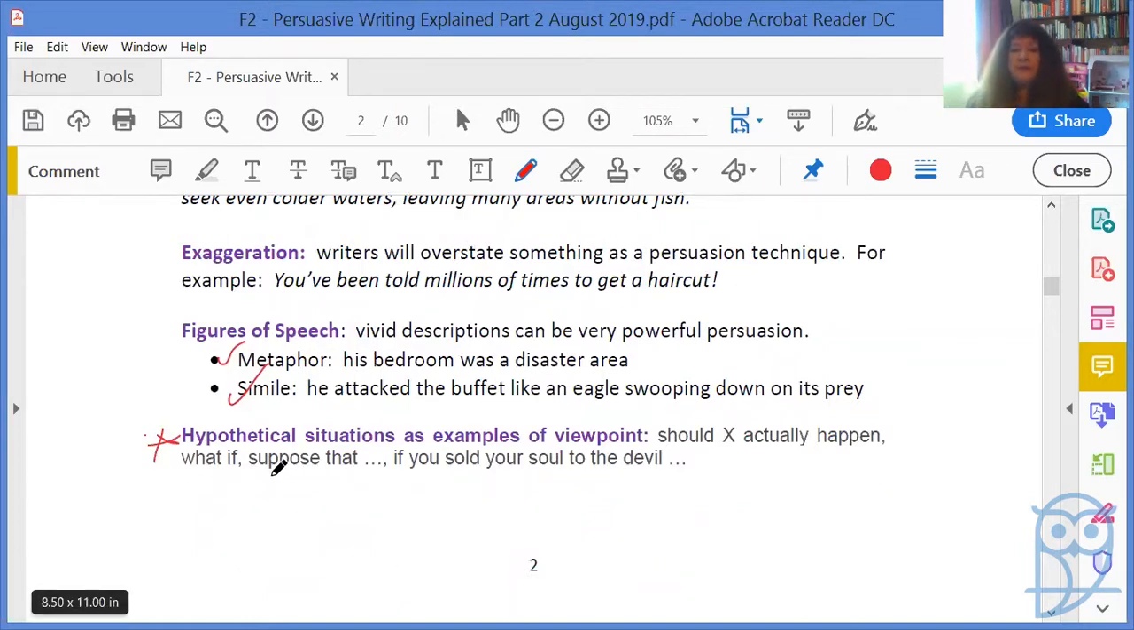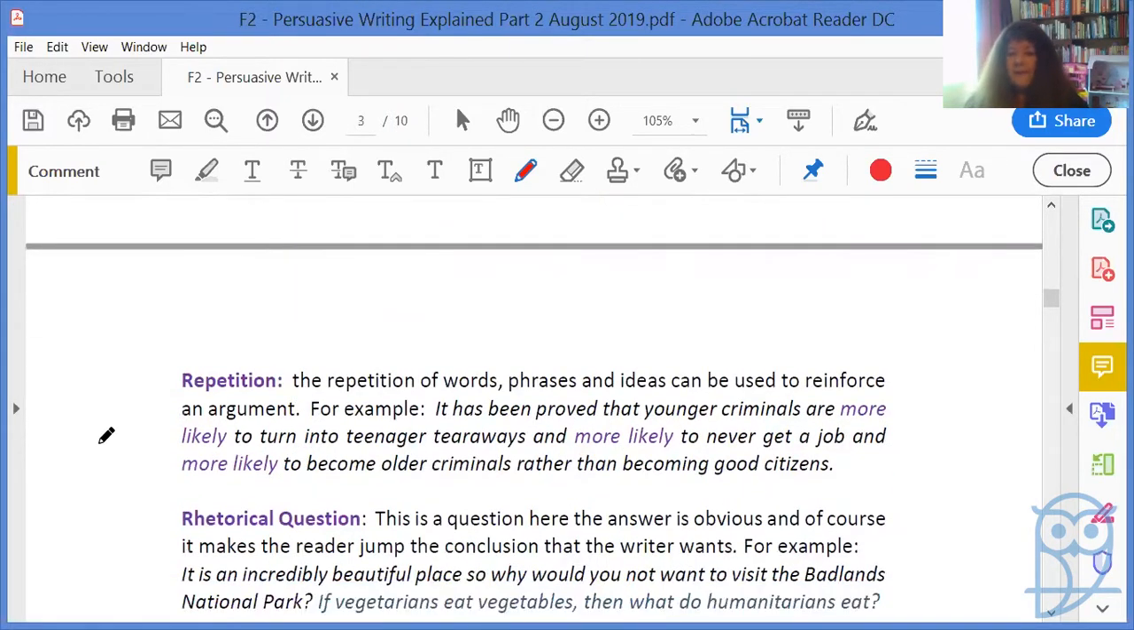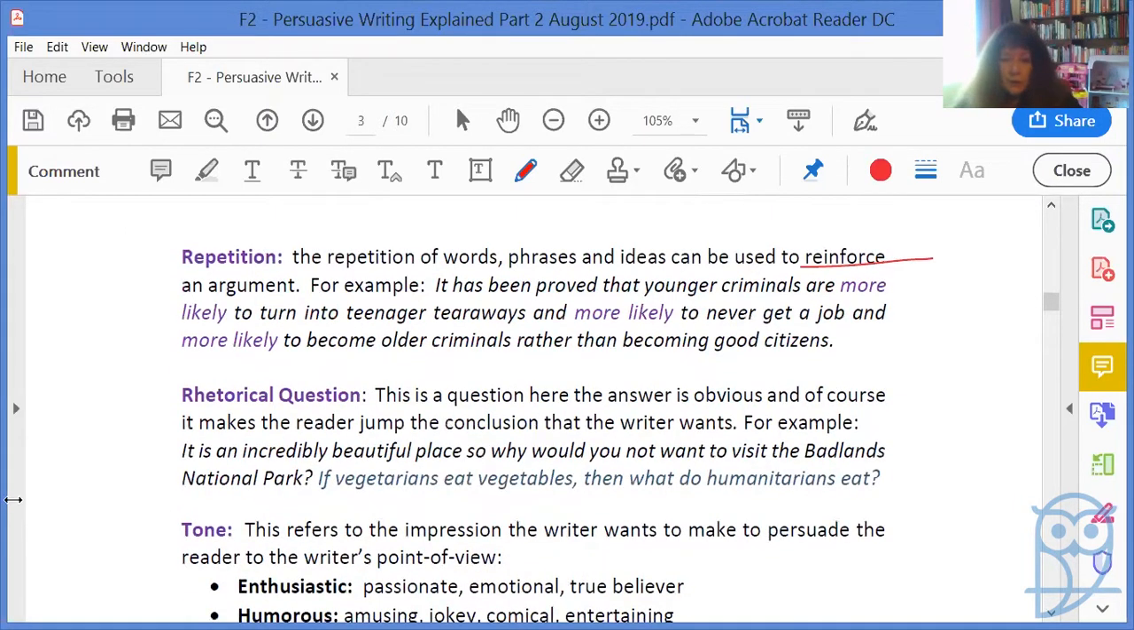So we'd be using words like would, should, etc. Again, there was repetition. Repetition of words, phrases, and ideas can reinforce an argument. You hear it so many times, you're like, oh, it must be right. Then there was the rhetorical question, a question that doesn't really need an answer. It makes the reader jump to the conclusion that the writer wants. You want somebody to answer a question in a certain way.